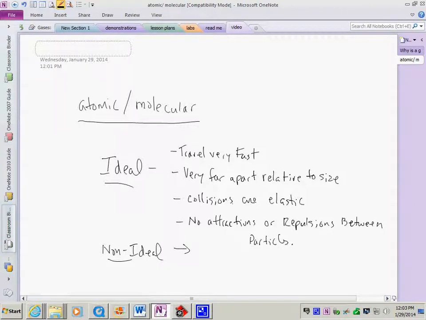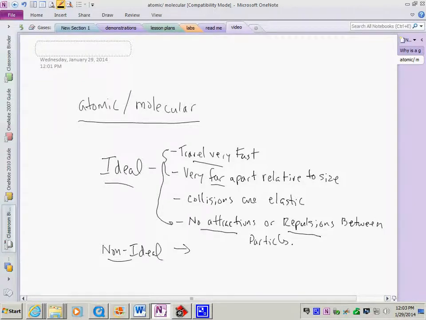Now, I would say that this last one is due to these two guys right here. They're traveling very, very fast, and they are very far apart. So essentially, when we look at some of the variables involved, because there are no attractions or repulsions between particles, the particle is just a particle. It doesn't matter what it is.